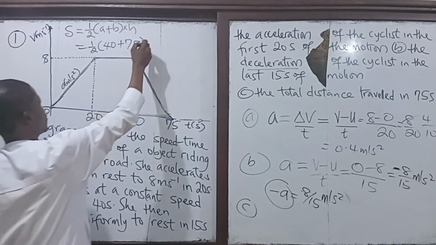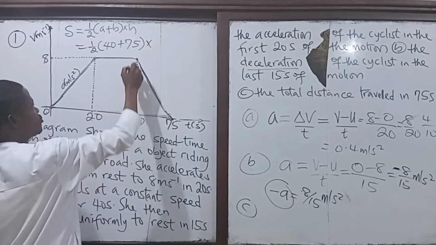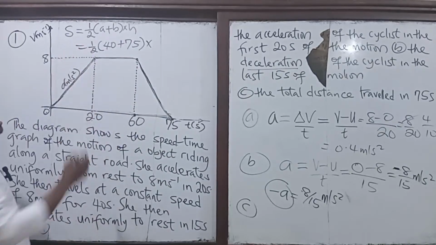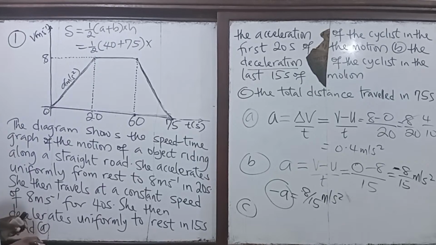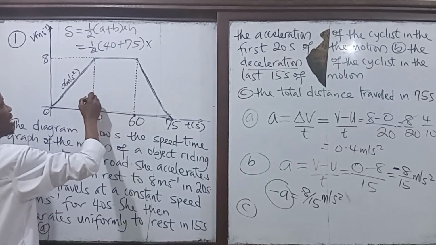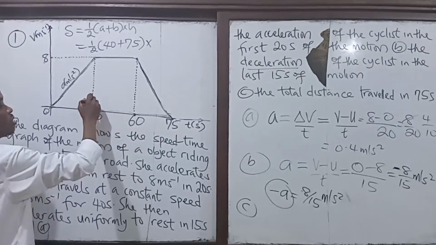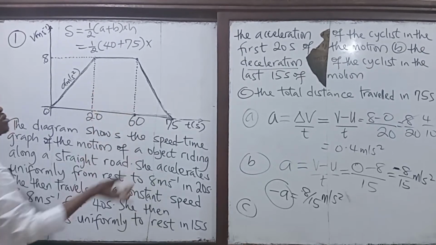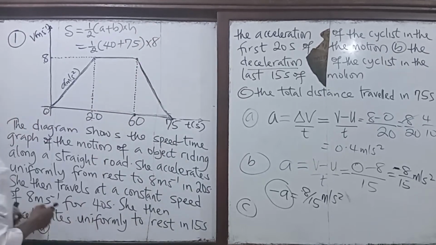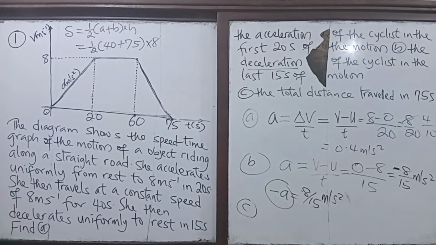And then times the height, from here to here. Don't forget these two parallel lines are equal. Opposite sides of a rectangle are equal to each other. So that is 8. That's what we get in that place.